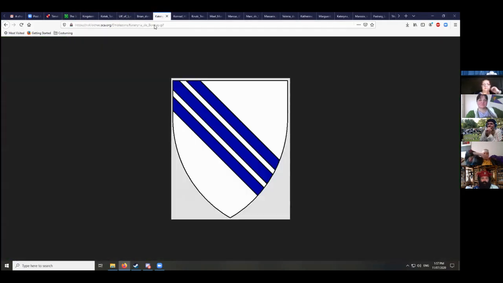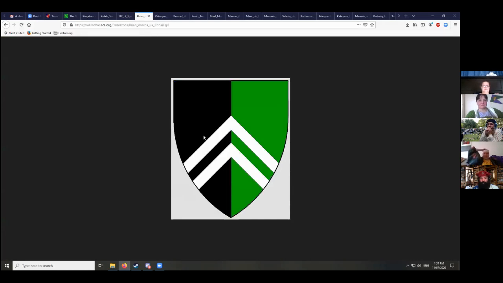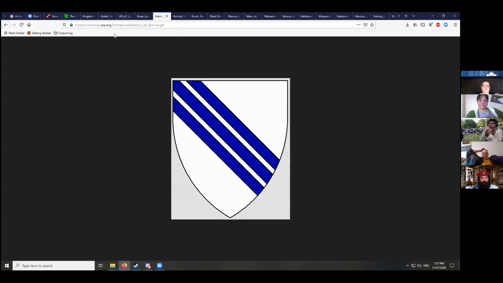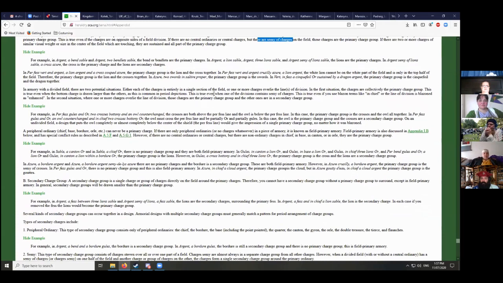So looking at the first example, we've got bendlets. Looking at the second, we've got chevronels. Those are central ordinaries. Those are by definition the primary charge. Examples with lions: the lions are the primary charges. They've got an example with argent, semi of lions sable, so a white field, a whole bunch of little black lions all over the place, and a cross azure. The cross is the primary charge because it's the central ordinary. The semi of lions, because there's a central ordinary, cannot be the primary charge, even though it gets described first.